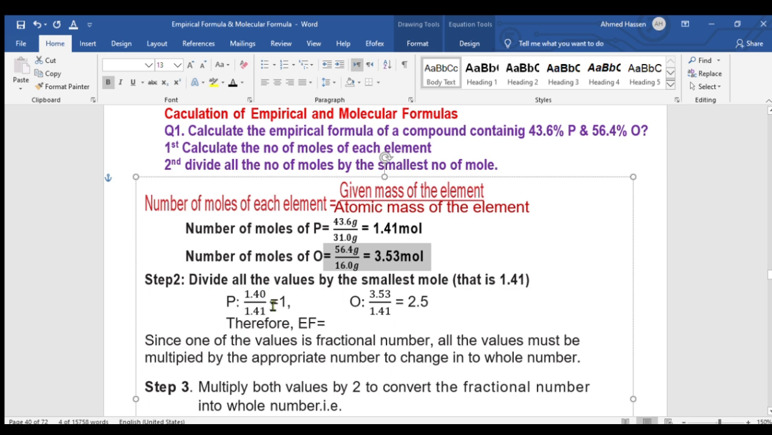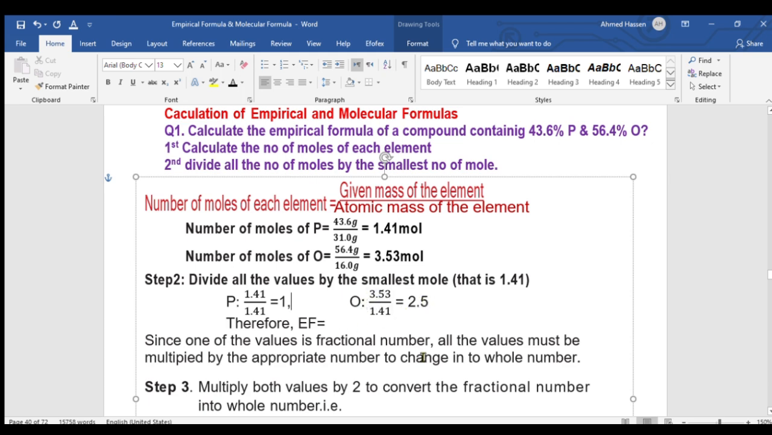Therefore, 1.41 over 1.41 is equal to 1. Any number divided by itself is 1. And 3.53 divided by 1.41 gives us 2.5. Therefore, 1 is the subscript of phosphorus, and 2.5 is the subscript of oxygen.